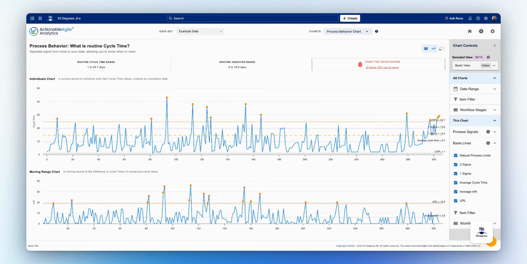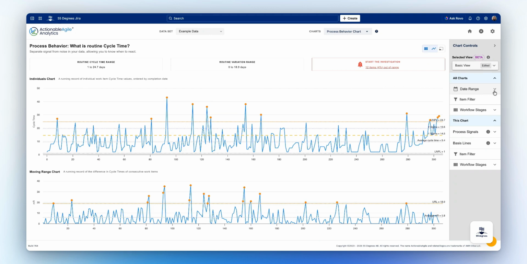The PBC's job is not to judge performance or set targets. Its only job is to diagnose stability. So if the chart shows you a stable process, meaning all the data points are behaving predictably within the calculated limits, even if those limits are wide and the performance is poor, it still tells you something crucial.